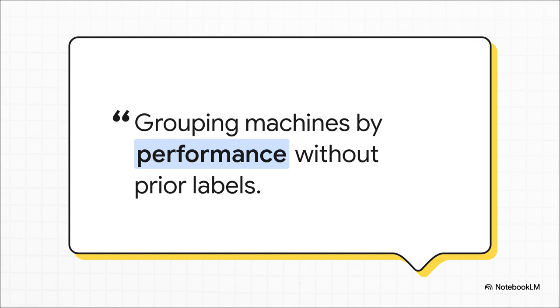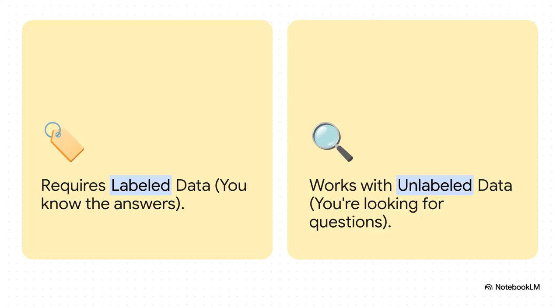And maybe it discovers a group of super high-efficiency machines and another group that's about to break down, all without any help from you. So, if we boil it all down, the key difference is this. With supervised learning, you need labeled data because you already know the answers you're trying to predict. But with unsupervised learning, you're working with unlabeled data because you're asking the machine to help you figure out what the interesting questions are in the first place.